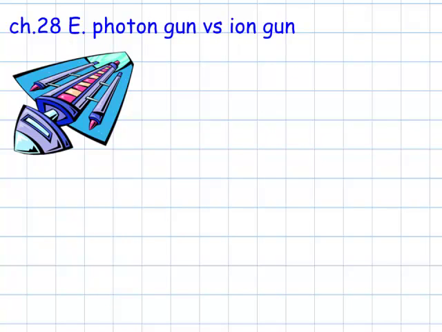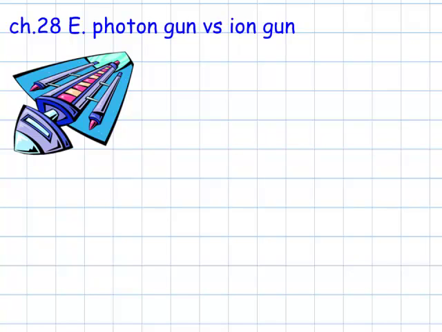This problem reads: an intergalactic cruiser has 2 types of guns: a photon cannon that fires a beam of laser light, and an ion gun that shoots ions at a velocity of 0.950 times the speed of light relative to the cruiser. The cruiser closes in on an alien spacecraft at a velocity of 0.800 times the speed of light relative to the spacecraft.